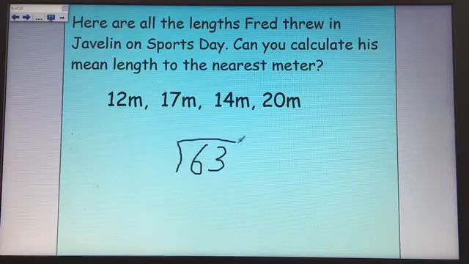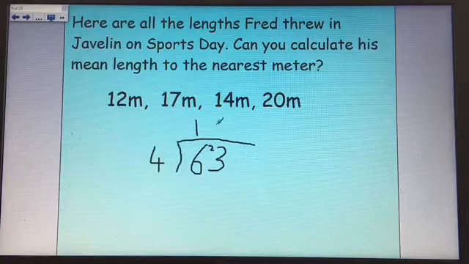And I'm going to divide that by 4. And I'm going to do it to the nearest metre. So 4s into 6 go 1. 4s into 23 go 5, with 3 left over. So we're going to go into a decimal.